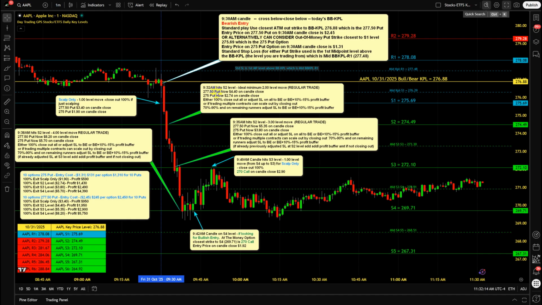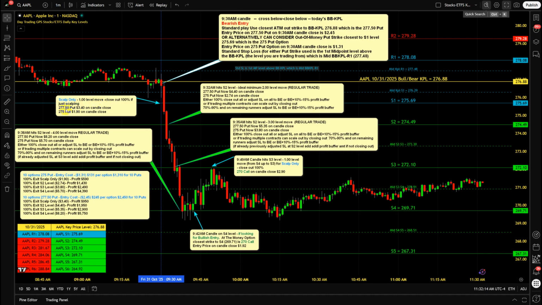Okay, so going back to the two different types of trades. Scalp only, one level move in your favor. What is a one level move? It's calculated from the level that you're trading from, in the direction that you're trading, one level. This is the level we're trading. We're trading down, one level below is S1. So on the S1 hit, that's 100% closeout if you're just scalping.